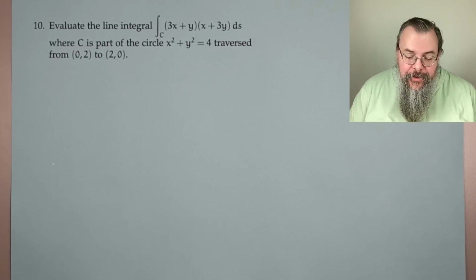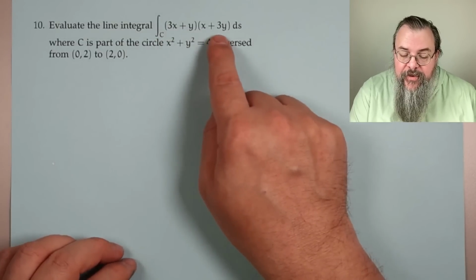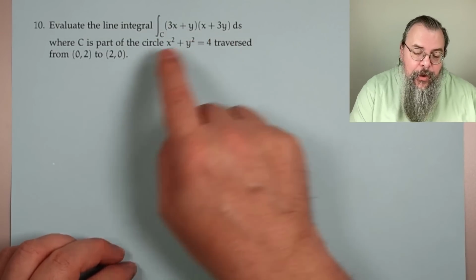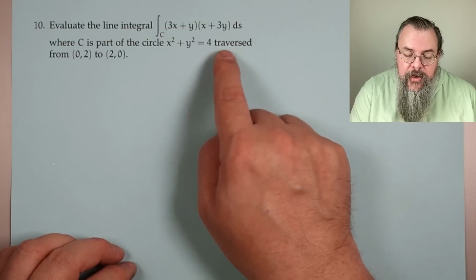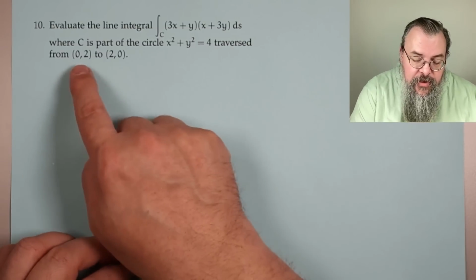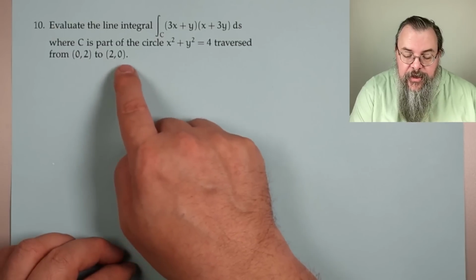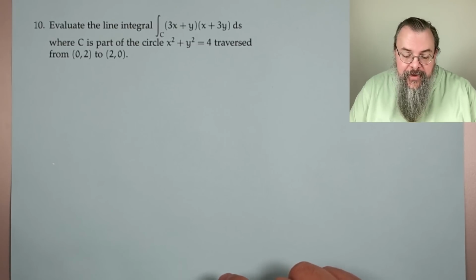Evaluate the line integral along a curve C of 3x plus y times x plus 3y ds, where C is part of the circle x squared plus y squared equals 4, traversed, which means we just move, from (0, 2) to (2, 0). All right, now, here we go.